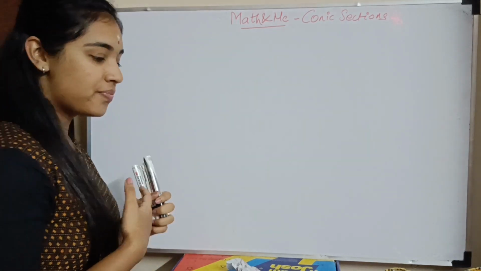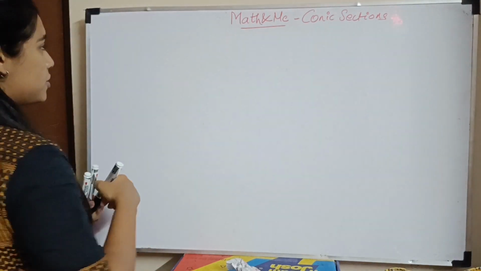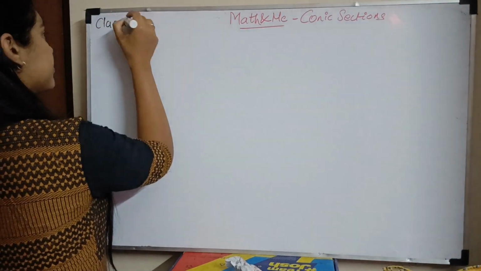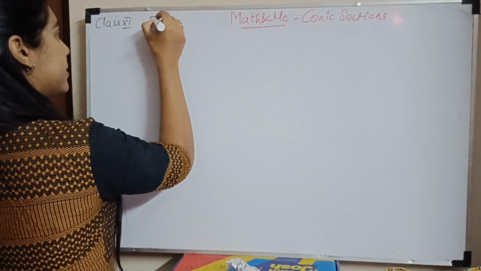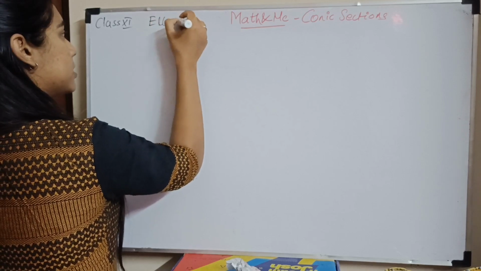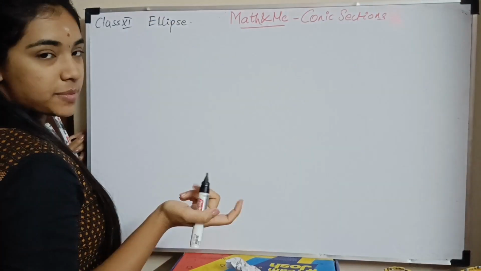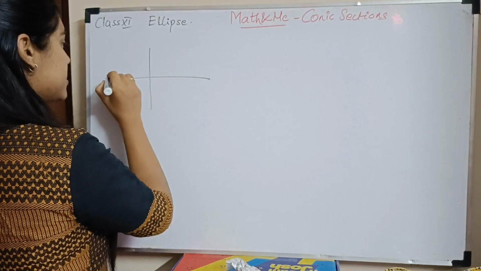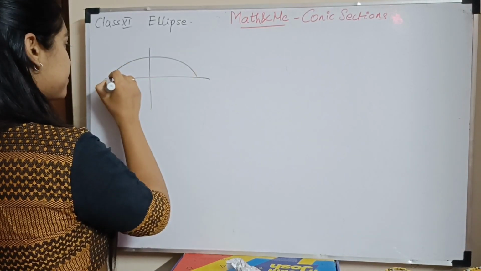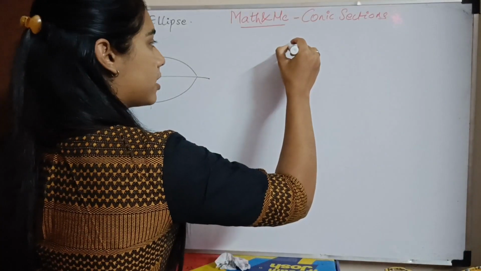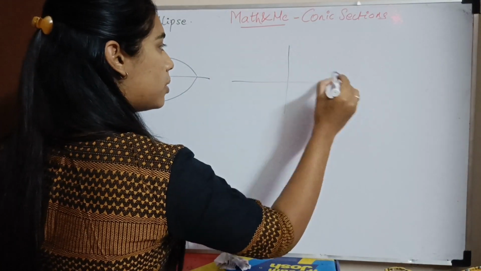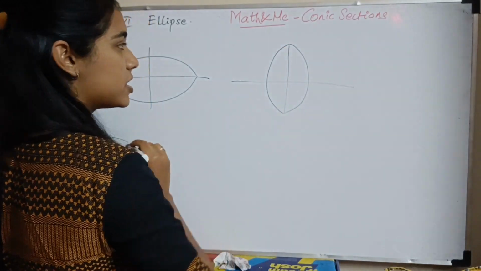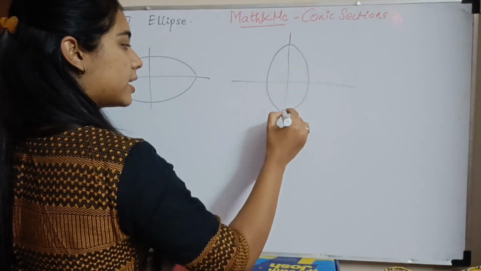So let's get into ellipse. Okay. So what is an ellipse? So this is class 11. Ellipse. So I have two types of ellipse. One which is along the x-axis, and the other one which is along the y-axis. This is an ellipse. Correct?